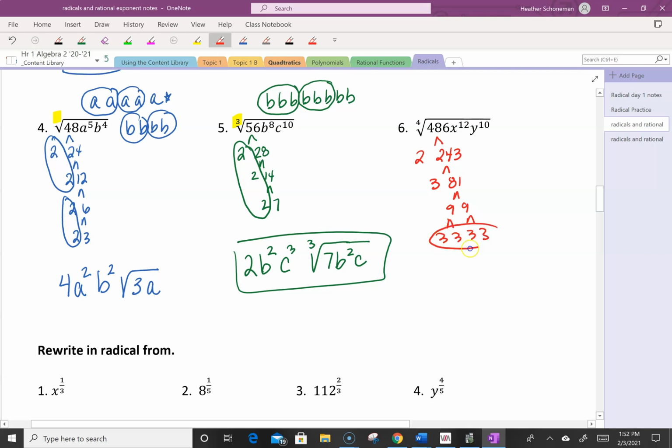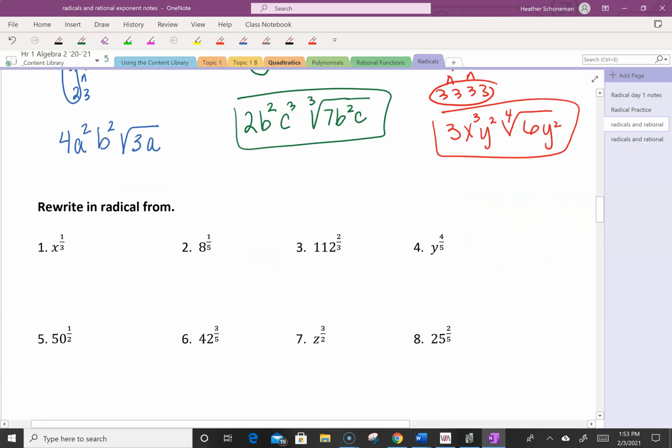So I'm looking for a group of 4 because it's the fourth root. So the 3 goes outside. I put my 4 on my shelf because it's the fourth root, and inside I have a 2 times 3, which gives me 6. Now I need to deal with my variables. In 12, there are 3 groups of 4, so I have x to the third. In 10, there are 2 groups of 4, but there's 2 that are left over.